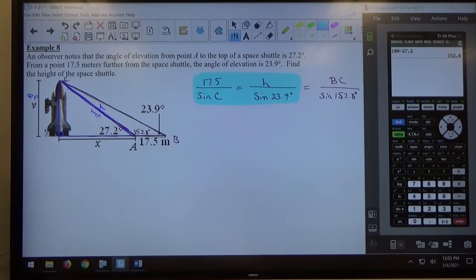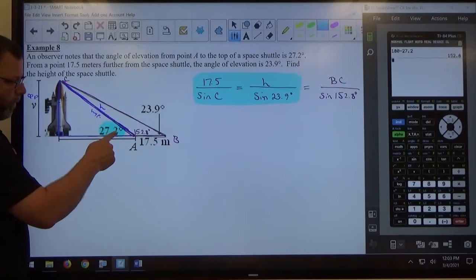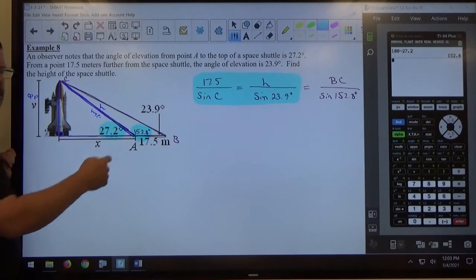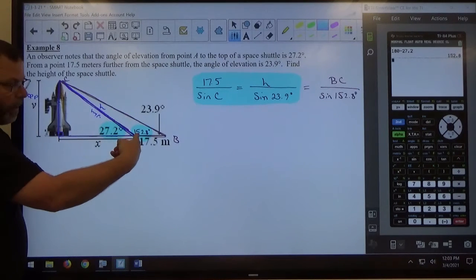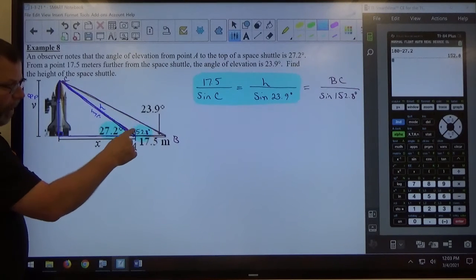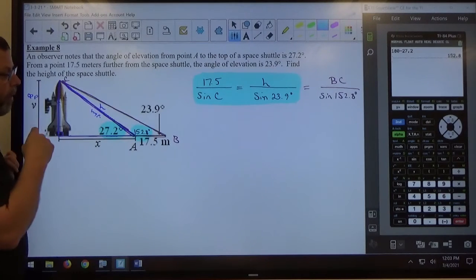Yes, Ashton? Where did you get 152.8 from? Because these two angles here, this angle and that angle, formed a straight line. And a straight line has 180 degrees, so I did a subtraction. 180 minus the given angle equals the other angle. All right. So again, I found the angle inside the triangle here. I already had an angle inside the triangle, created the angle side angle.